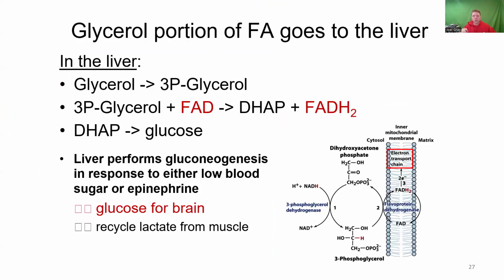Well, the glycerol portion of a triacylglycerol goes to the liver. In the liver, that glycerol gets phosphorylated to make 3-phosphoglycerol. 3-phosphoglycerol reacts with FAD to produce dihydroxyacetone phosphate. Where have we heard of dihydroxyacetone phosphate?